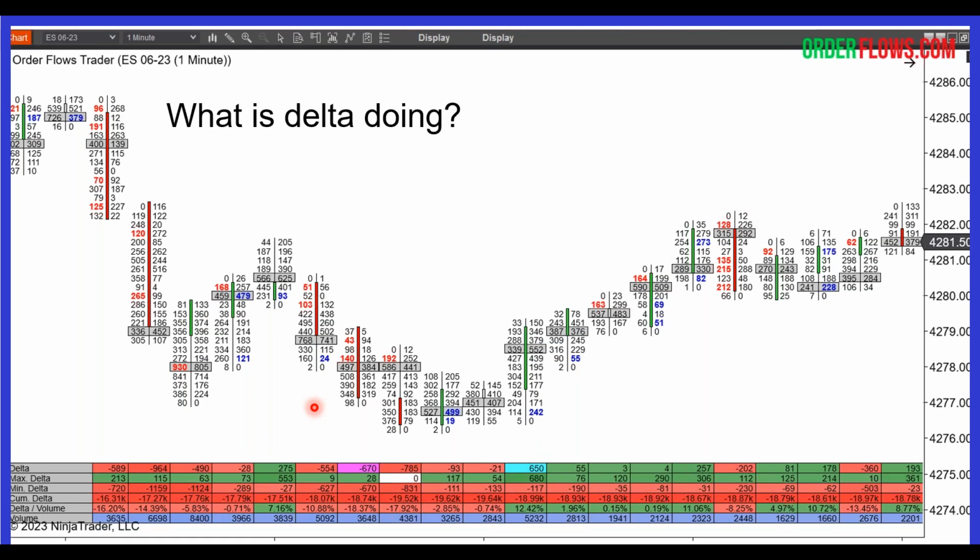to clue you in on what's happening with the intensity of buying or selling that's taking place in the market, right? Because at the end of the day, for a move to continue, you need buyers for the move to continue up. You need aggressive sellers for the move to continue down. And if they're not there, well, that move's not going to continue.